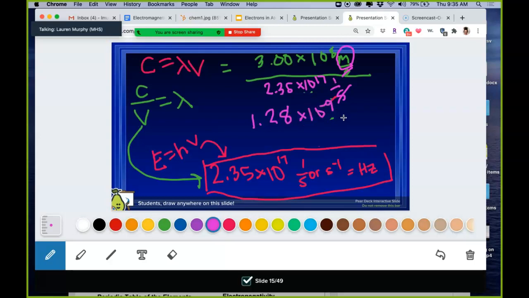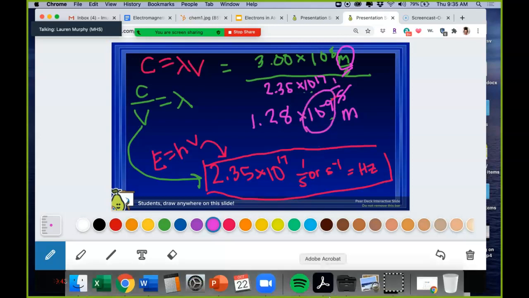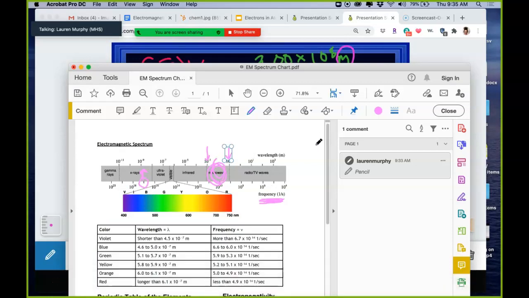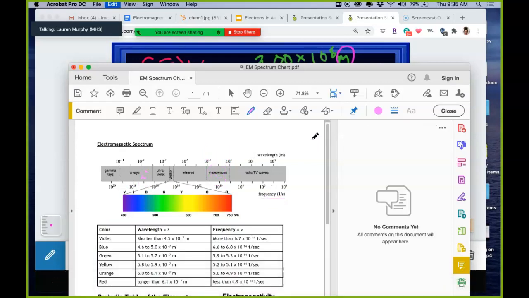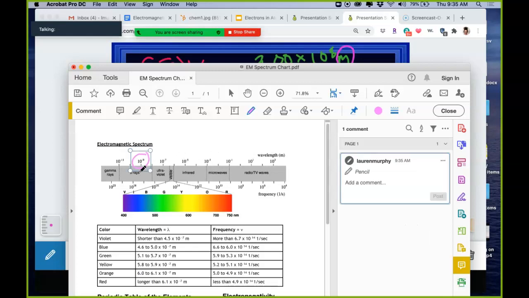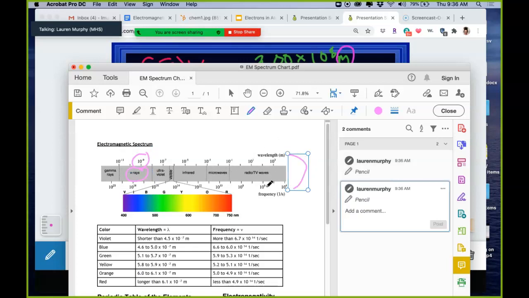So I got 1.28 times 10 to the negative 9th meters. Now, again, we could have used this to look on the electromagnetic radiation spectrum. We just would look at the top part because the top part is where the wavelength is. So wavelength is up here. So it's X-rays. It doesn't matter whether you use the wavelength or the frequency because both are options on here to look at, powers of 10. So this is X-ray radiation or X-ray light if you want to call it that.